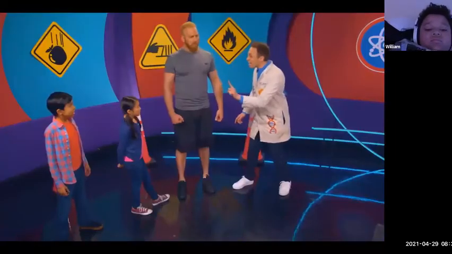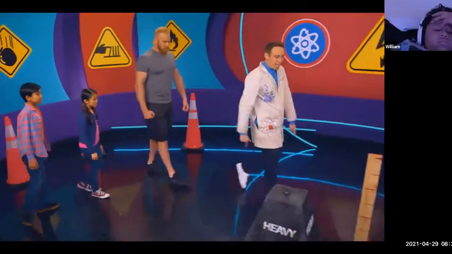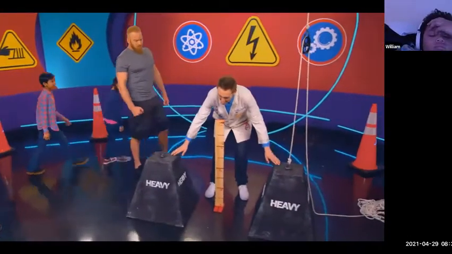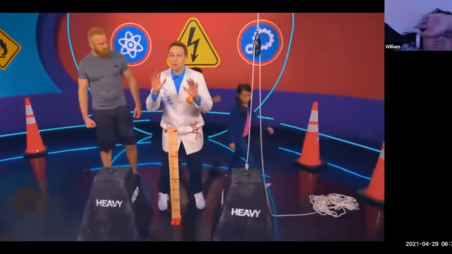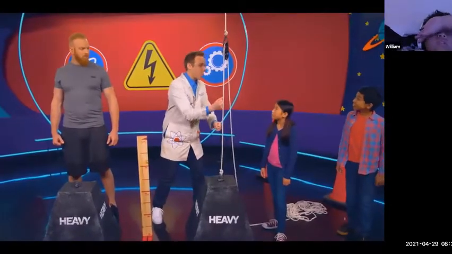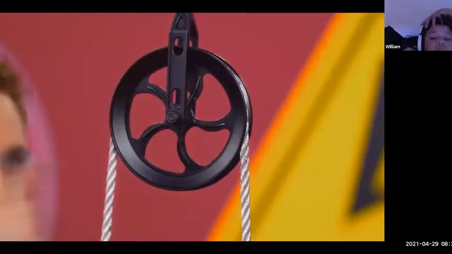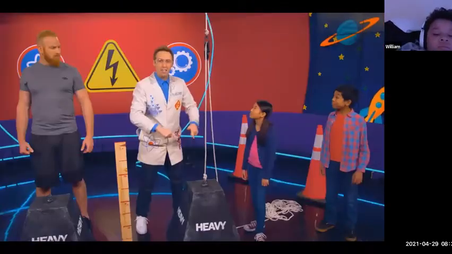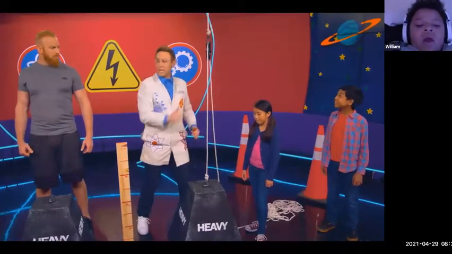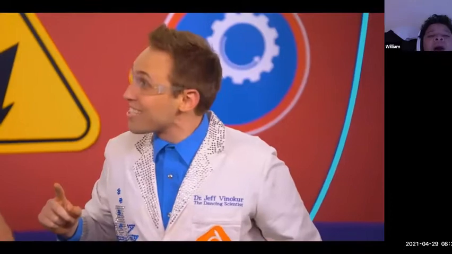The first contest will use the pulley. The first one to raise this weight up to this mark will win. Olivia, you will apply force to this rope, pulling it down, and the pulley will change the direction of the force, allowing the weight to go up. Mr. Muscles, you will use... Mr. Muscles knows. Okay then.